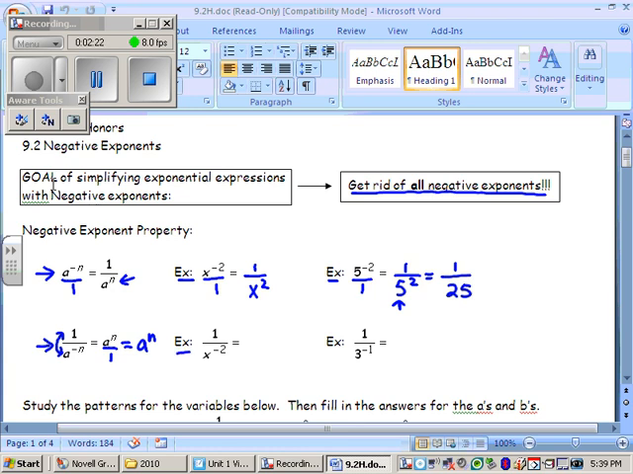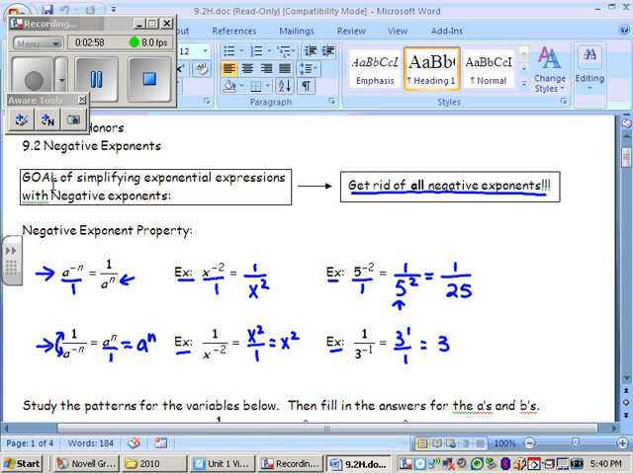In the example to the right of that, 1 over x to the negative second power, again, if you flip that over, its exponent becomes positive, and our answer would simply be x squared, depending on whatever x is. Looking at an example where the base is a number, 1 over 3 to the negative first power, if we take that reciprocal, it would be 3 to the first over 1, and 3 to the first is just 3, and that's how we will write our answer.